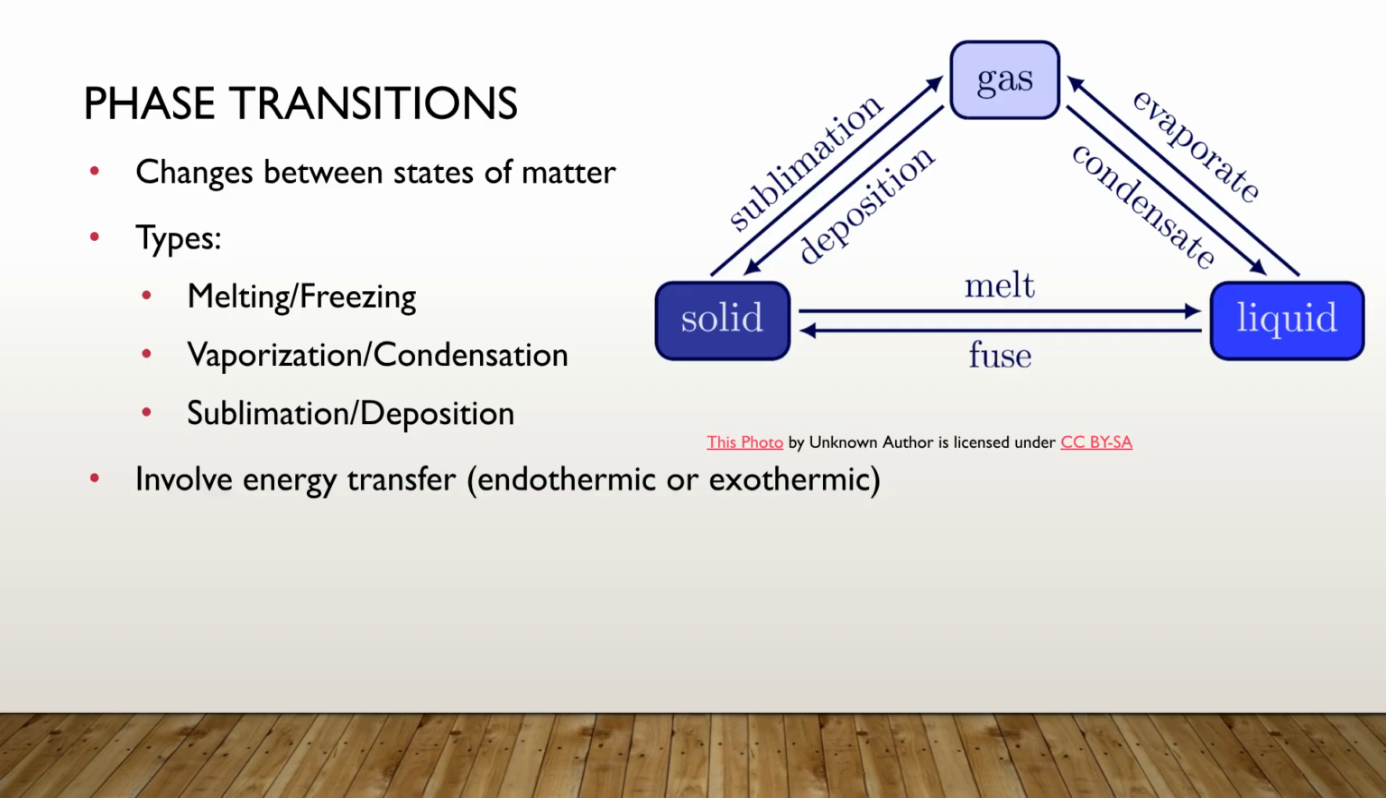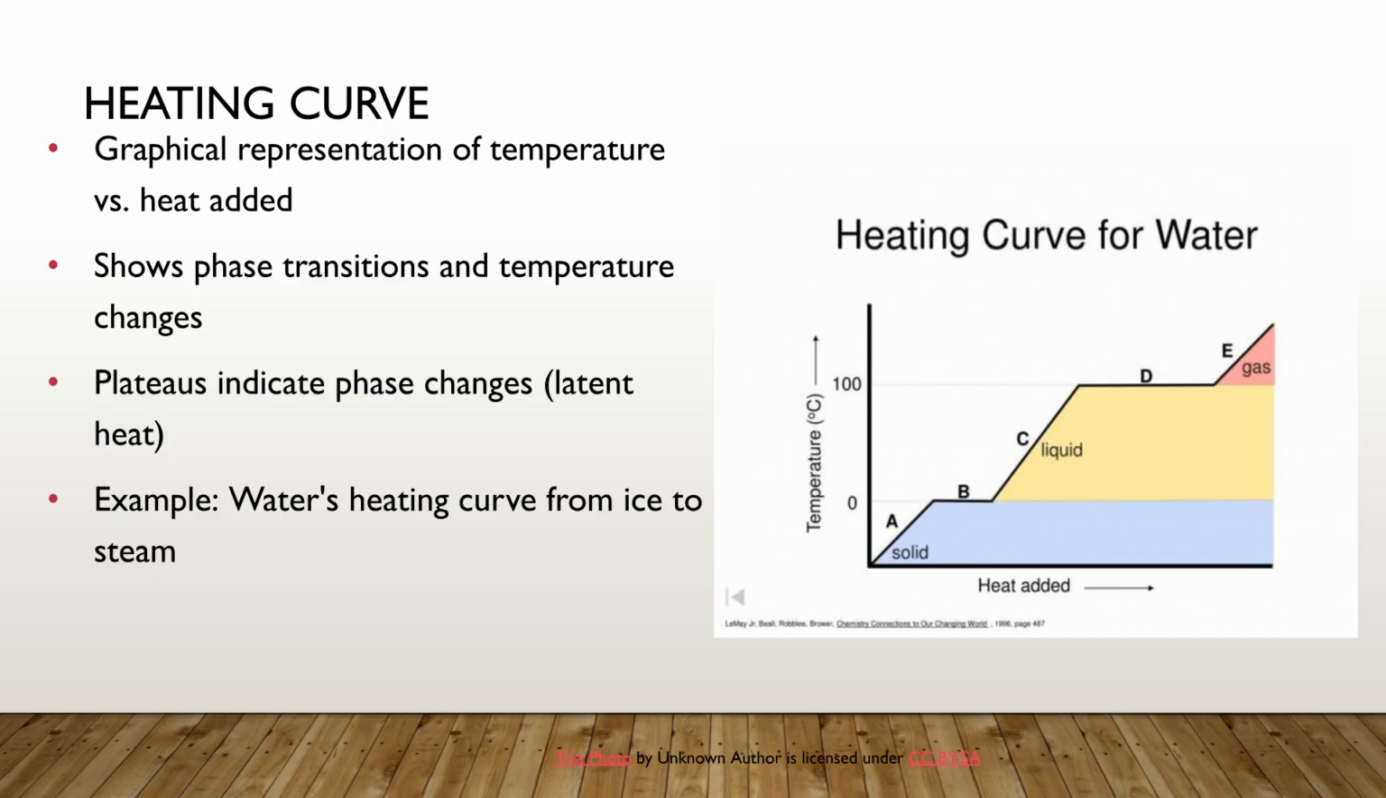Phase transitions are changes between the states of matter, such as melting, vaporization, and sublimation. These processes involve the transfer of energy, being either endothermic or exothermic. A heating curve graphically displays temperature versus heat added. The plateaus on the curve indicate phase changes, where latent heat is absorbed or released without a temperature increase.